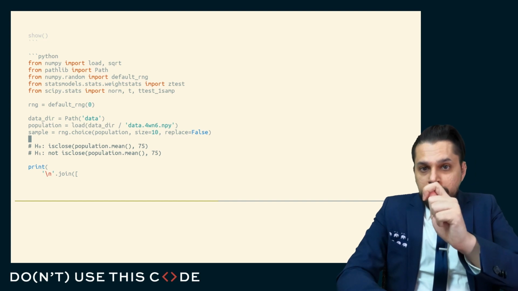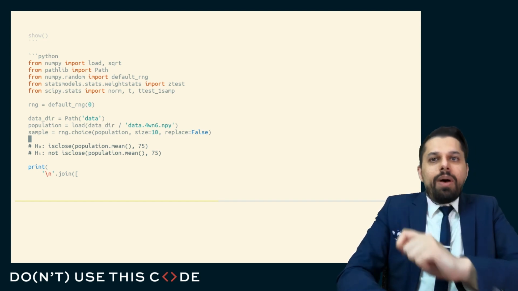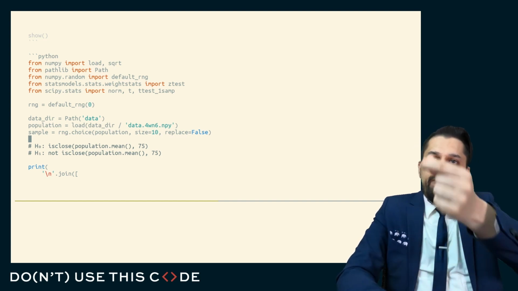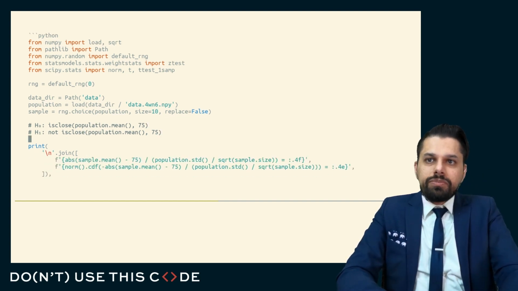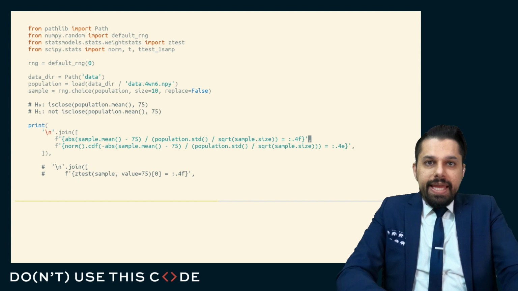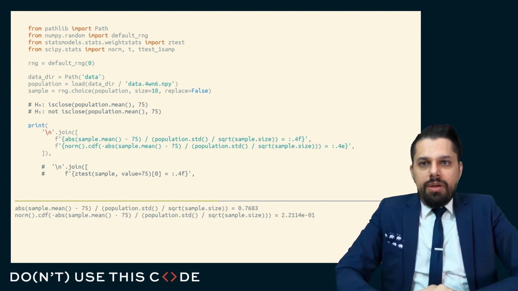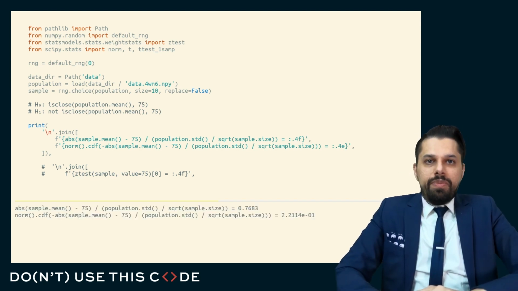My null hypothesis, which I'm looking to accept or reject, is that the population mean is equal to 75, and my alternative hypothesis is, no, it's not. You can see this is two-tailed. What I'm going to do is compute my statistic here, my test statistic.